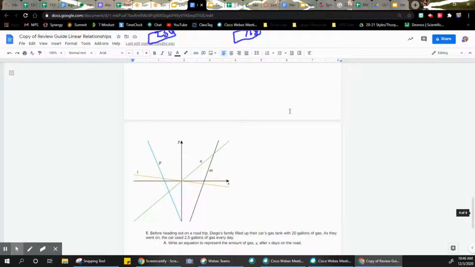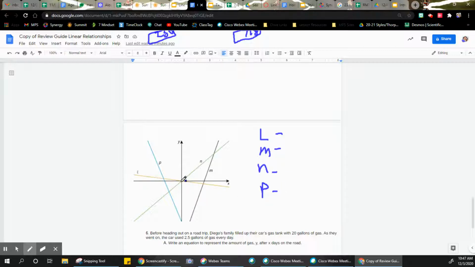So 5 is asking me to write a possible equation that could be for each of these lines. Notice that there's no scale on here, so that means I have to make up the numbers for each of these lines. So we have the letters L, M, N, and P. Okay, so we need possible equations for each of these lines. So I'm going to start with L here.